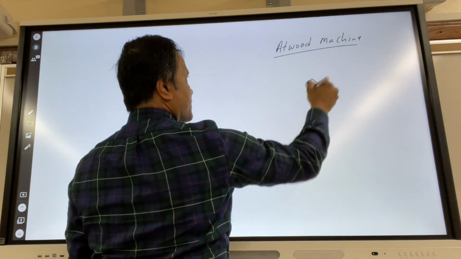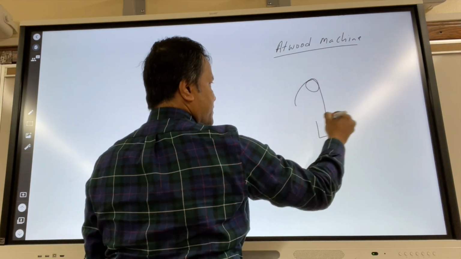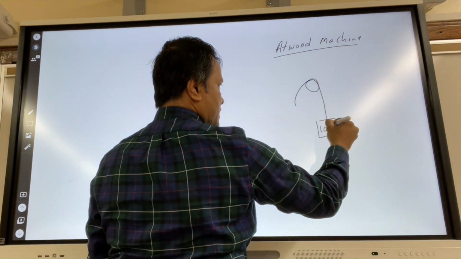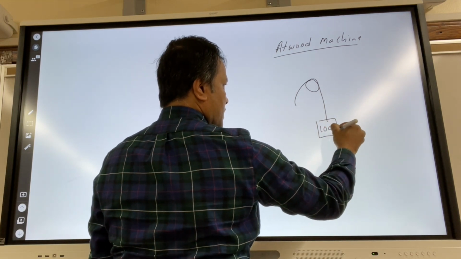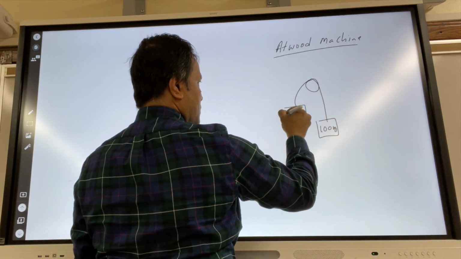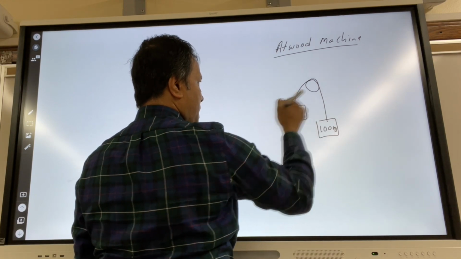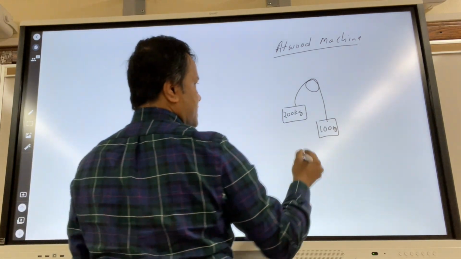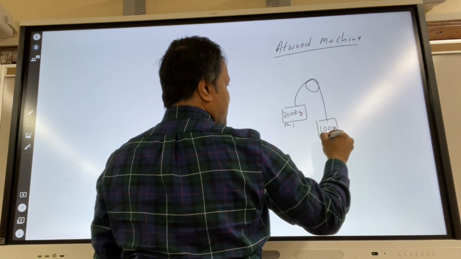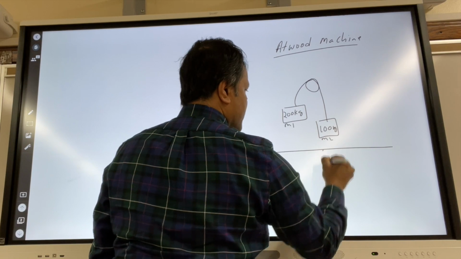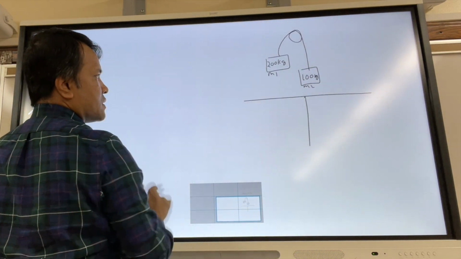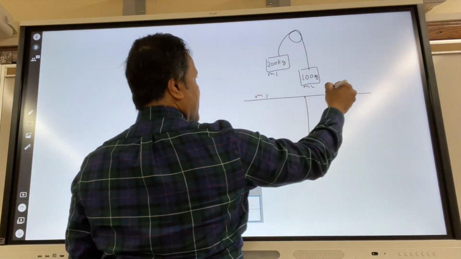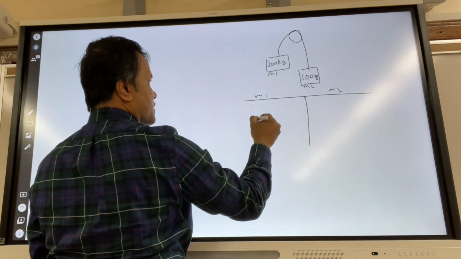Consider a pulley. Let's consider two masses. Let's say this is 100 kilograms and this is 200 kilograms. We want to find the acceleration. Let's say this is mass one and this is mass two. So we're going to use m1 and m2.